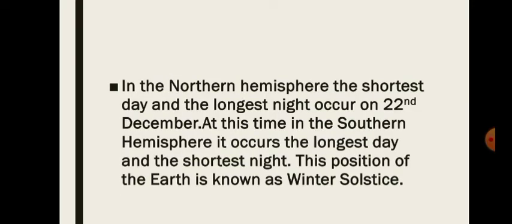Now, what is winter solstice? In the northern hemisphere, the shortest day and the longest night occur on 22nd December. At this time, in the southern hemisphere, it occurs the longest day and the shortest night. This position of the earth is known as winter solstice.